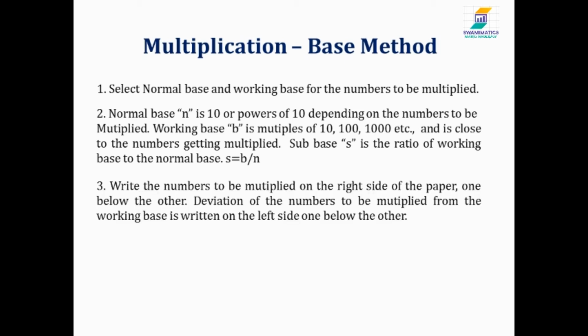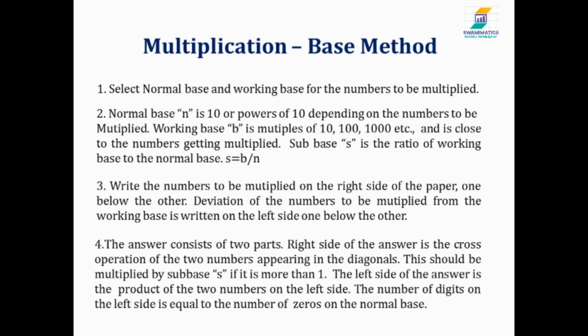Now, write the numbers to be multiplied on the right side of the paper, one below the other. Then, the deviation of the numbers to be multiplied from the working base is written on the left side of the paper, one below the other. If we do not have a working base, we will be taking the deviation from the normal base. But if you have the working base, we will be writing the deviation from the working base on the left side of the sheet, one below the other.